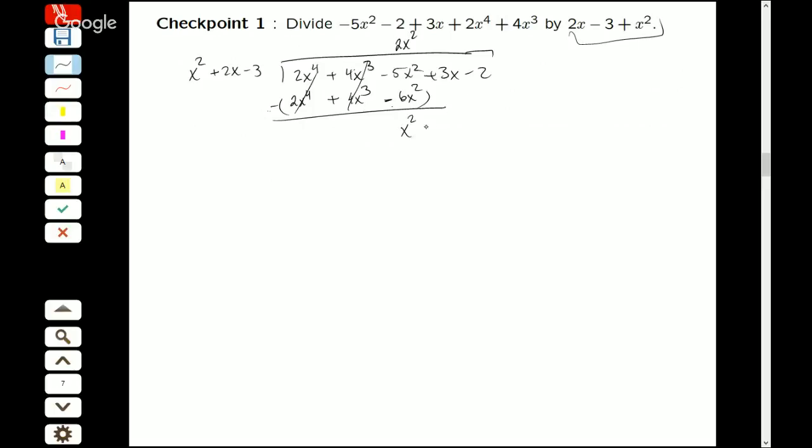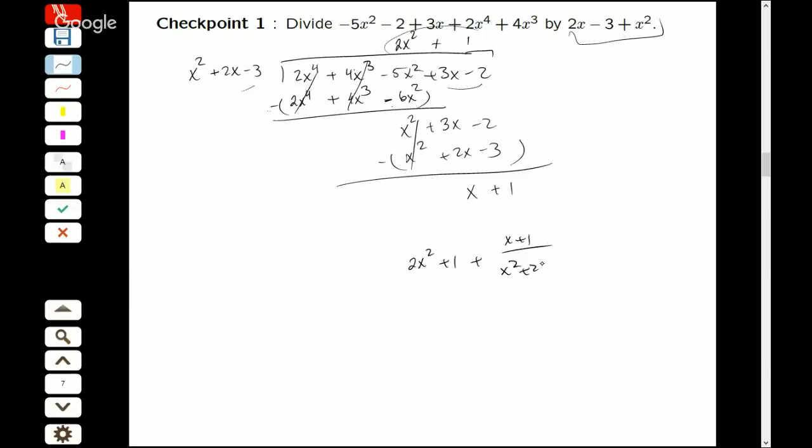And then bring down your next 2. And you have to bring down 2 of them because you have 3 things over here. So you bring down the next 2. And then how many times does x squared go into x squared? And so you're going to have x squared plus 2x minus 3. Subtract off. What happens to the x squared? Cancel. 3x minus 2x. Minus 2 plus 3. So then our answer is 2x squared plus 1 plus x plus 1 over x squared plus 2x minus 3.